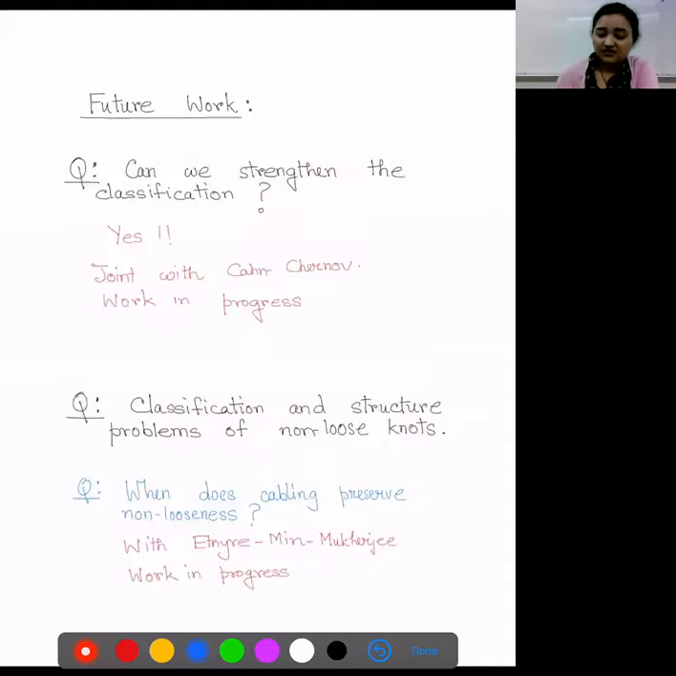Okay. Next is future work. The obvious first question is: can we strengthen the classification? Because it would be really nice to have a classification of links up to isotopy. And it seems like it's possible. This will be joint work with Khan and Chernov. We think that their result about Legendrian and transverse knots can be extended for links as well, but again with some extra condition.